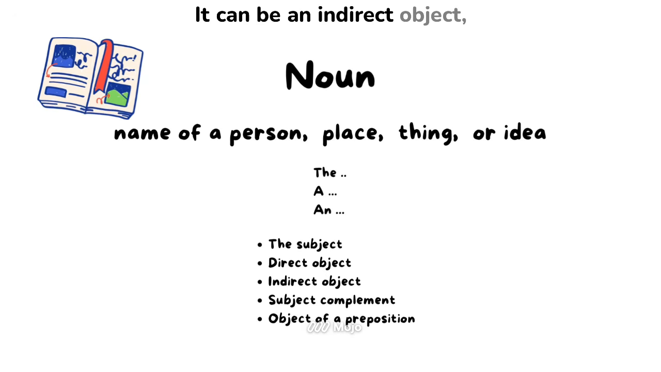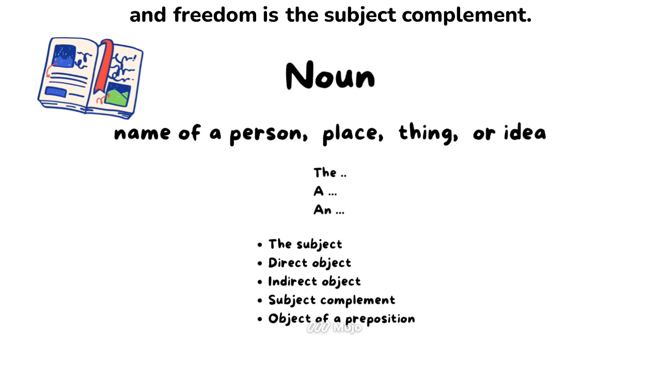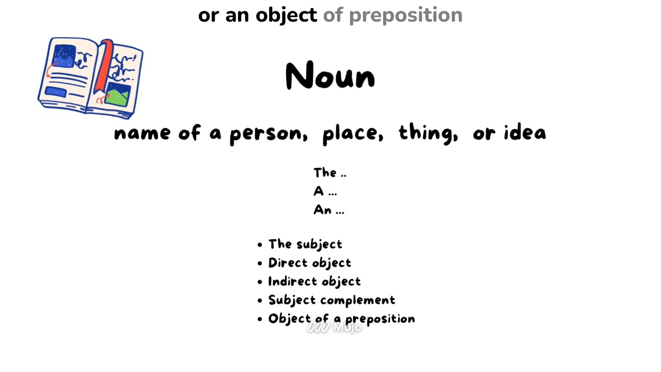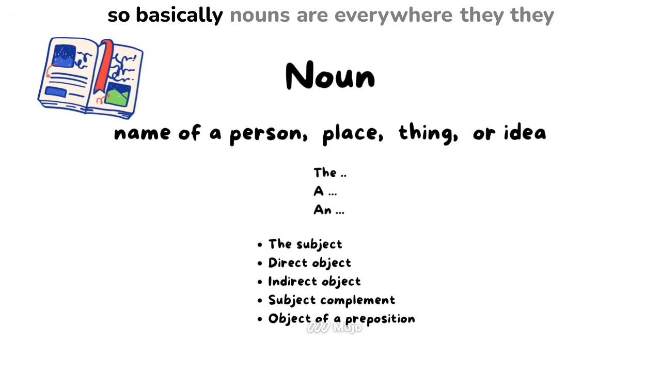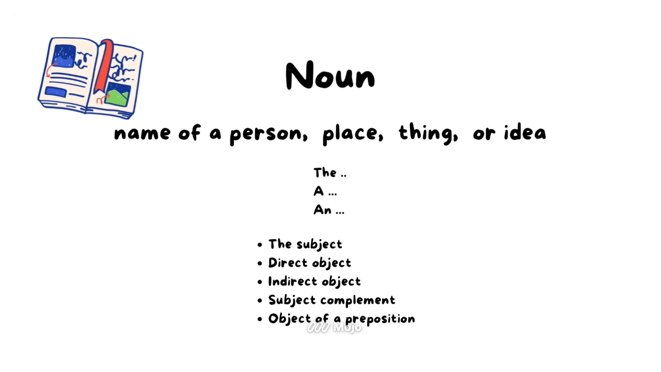It can be an indirect object, like she gave Ahmed a phone. Ahmed is the indirect object. It can also be a subject complement, as in my dream is freedom. Dream is the subject and freedom is the subject complement. Or an object of preposition, like she works in an office. Office is the object of a preposition. So basically, nouns are everywhere. They name everything we talk about.